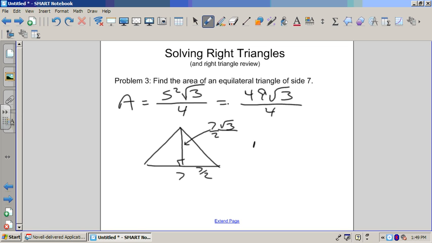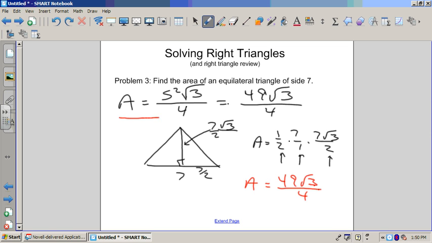Okay, so the area is 1/2 the base, which is 7. That's a 7, believe it or not, times the height, which is 7√3/2. So there is the 1/2. There's the base, 7, which is 7/1. There's the height, which is 7√3/2. Multiplying across, I get the area is equal to 49 times the square root of 3 divided by 4.